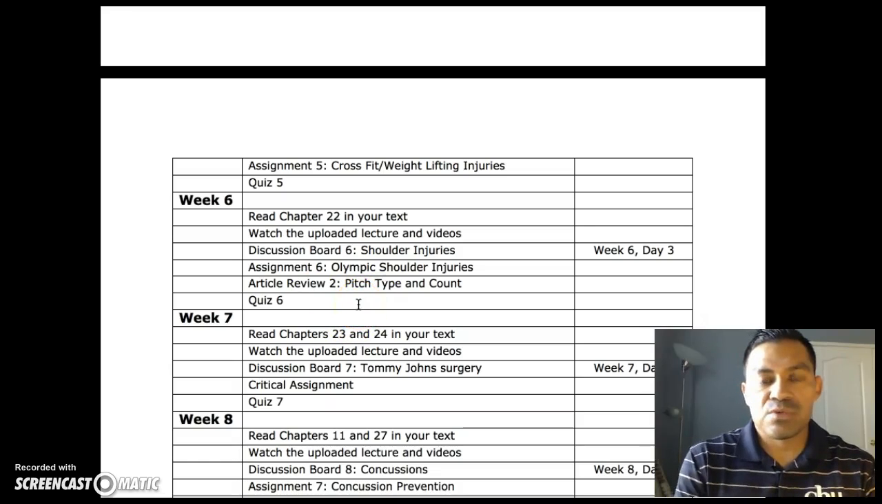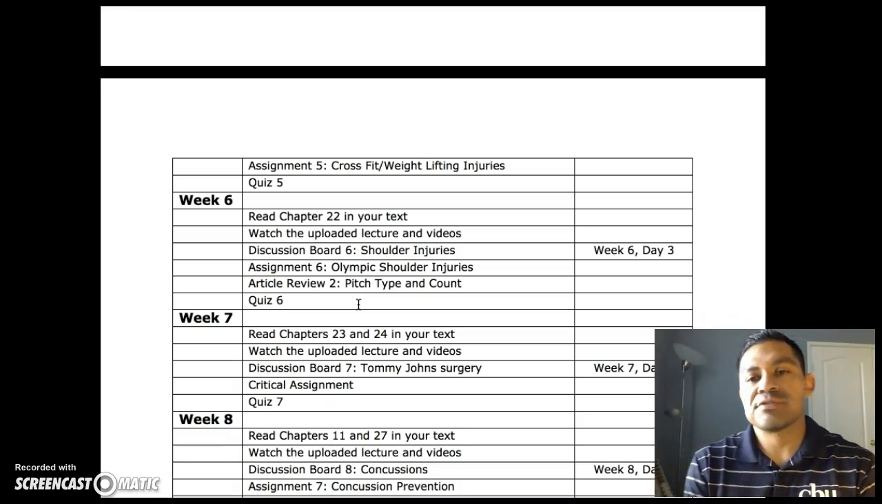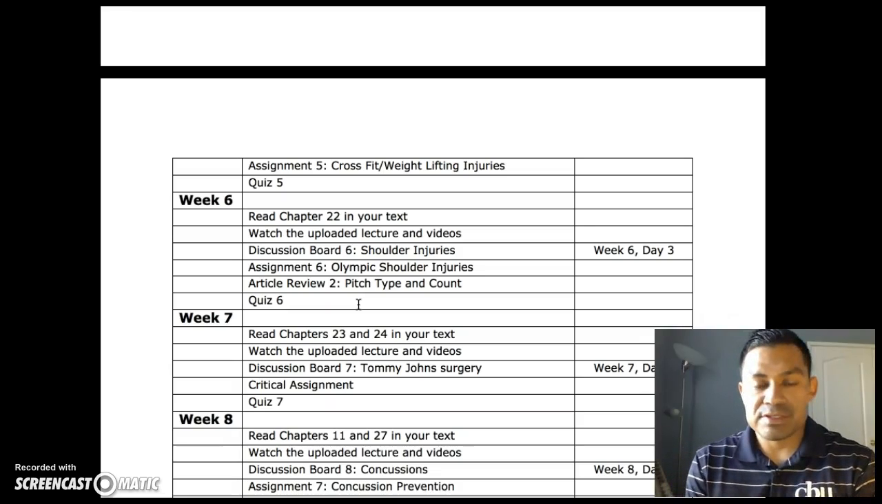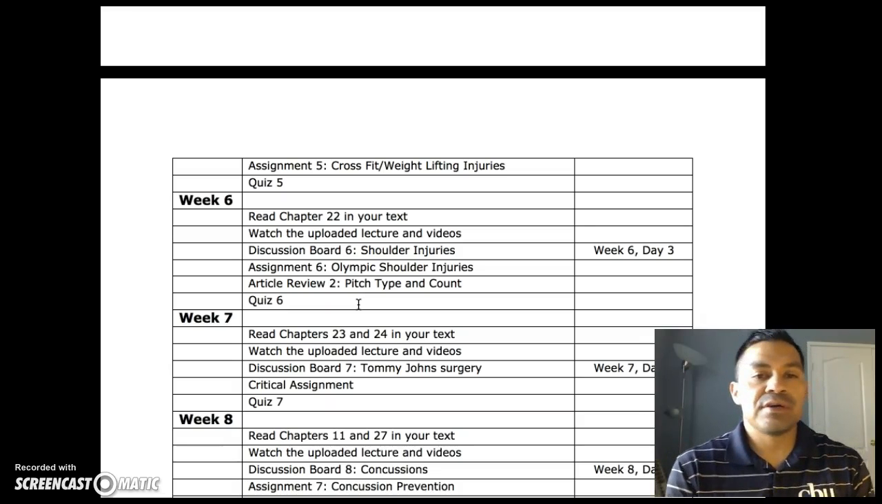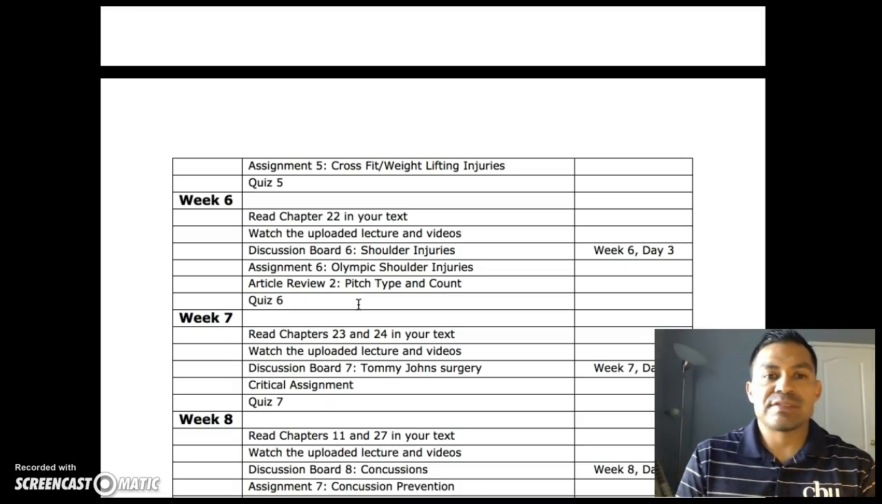Discussion board will be due on Wednesday. It's on shoulder injuries, and I'll talk a little bit more about that. Assignment 6 is Olympic shoulder injuries, and I'll cover that right now too. And then also your second article review is due on Sunday as well, and that's for youth pitching for pitch type and count. And then you also have your quiz 6 as well.